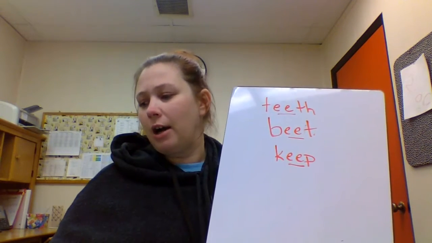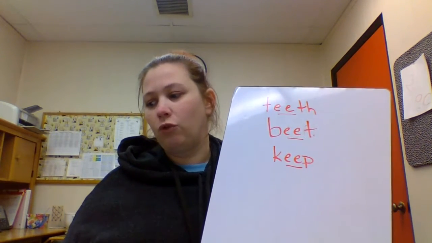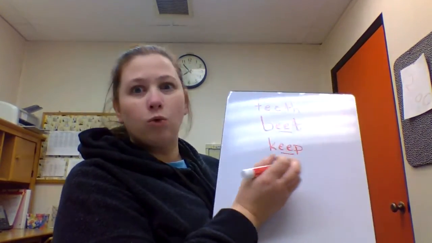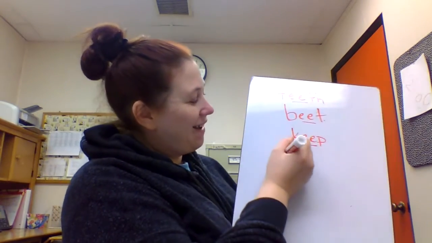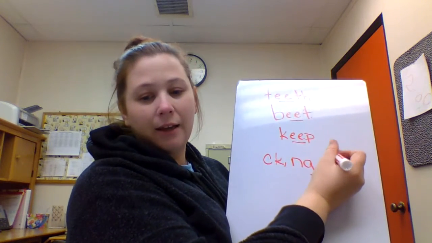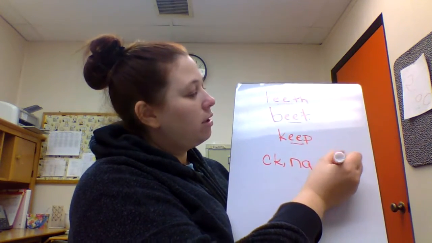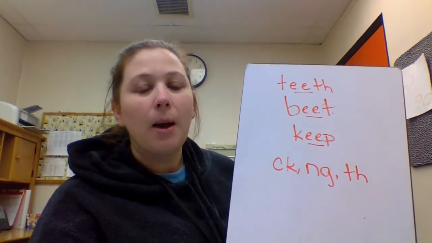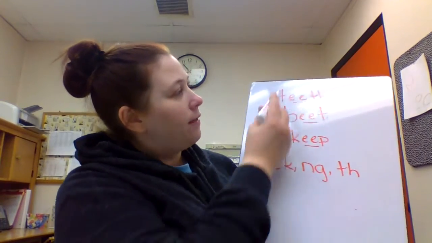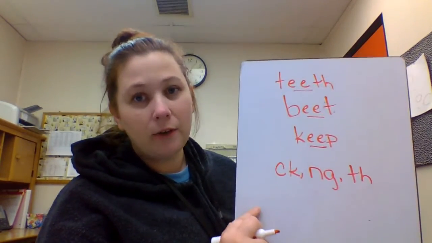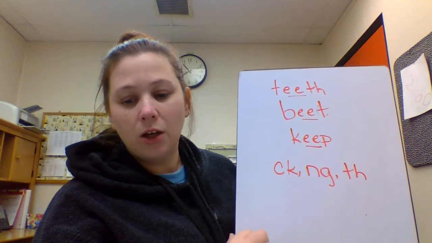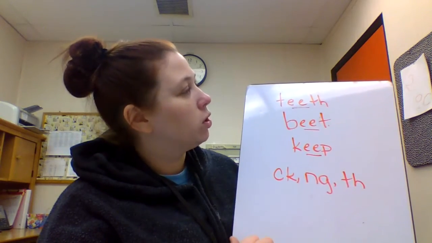So a digraph is 2 letters that come together to make one sound. So the other digraphs we've learned about are C-K, N-G, and T-H. These we called consonant digraphs because they're all consonants in each of them. This one is called a vowel digraph because there's 2 E's and E's are vowels, so it is a vowel digraph.